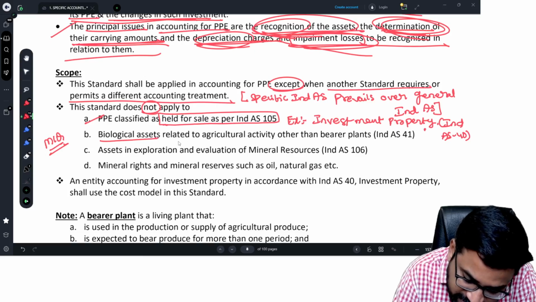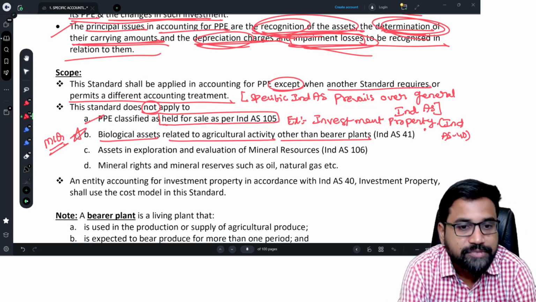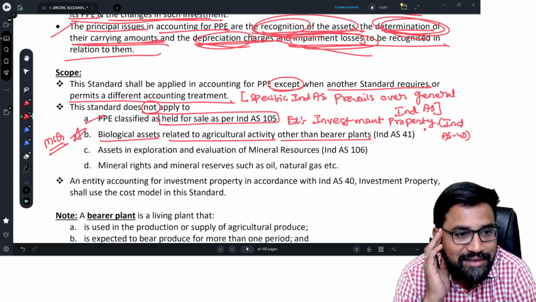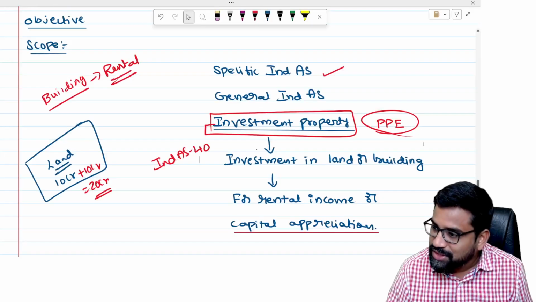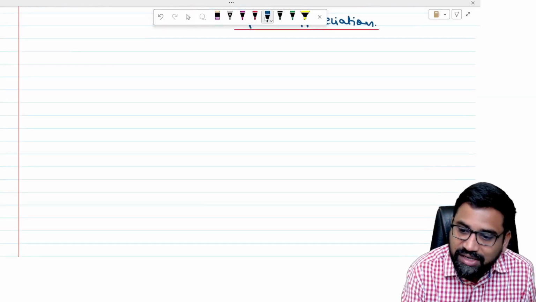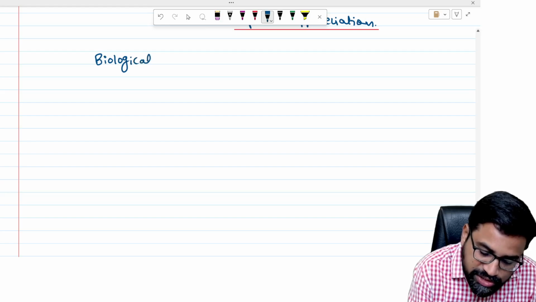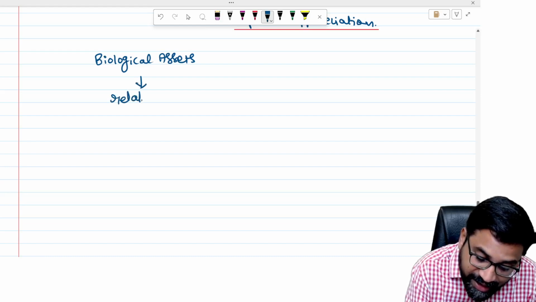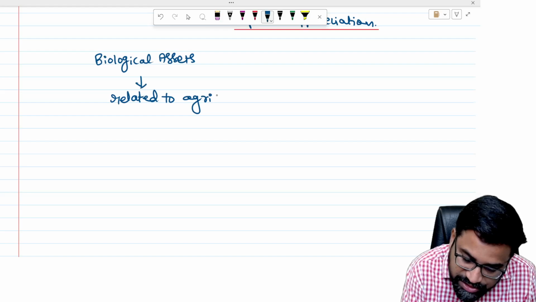Okay, so that is the first one. Second, biological assets relating to agricultural activity other than bearer plants. This is very, very important. So what is the second exception? This standard is not applicable to biological assets relating to agricultural activity other than bearer plants. So the second thing which is not covered under this standard is biological assets, and these biological assets are related to agricultural activity.